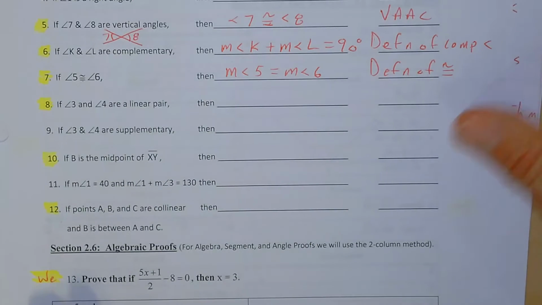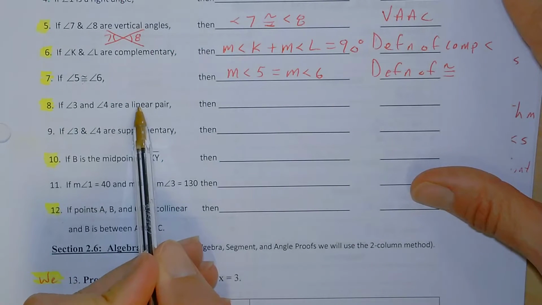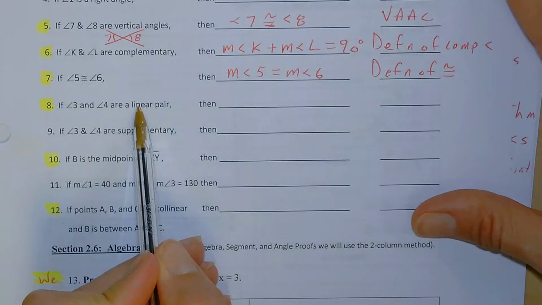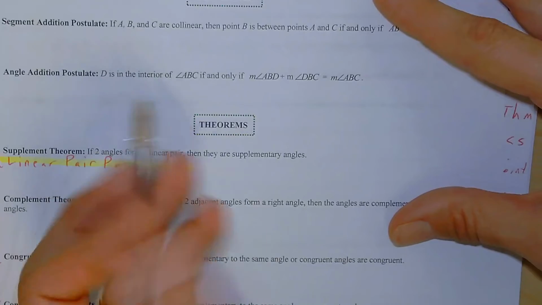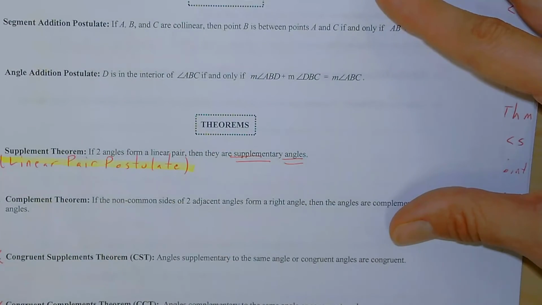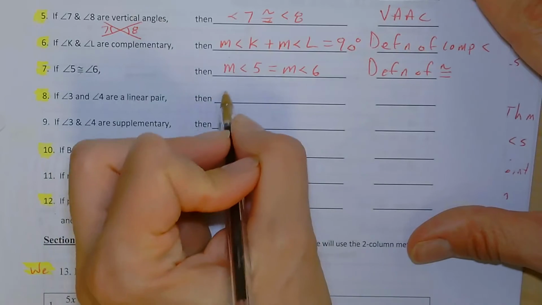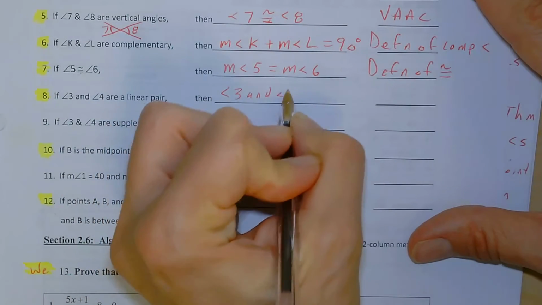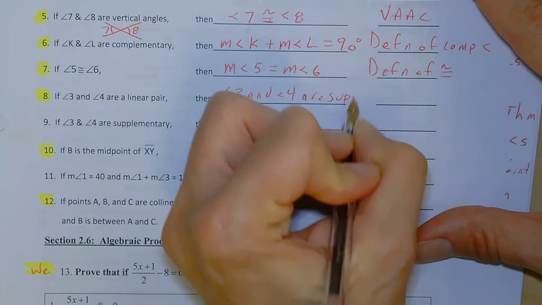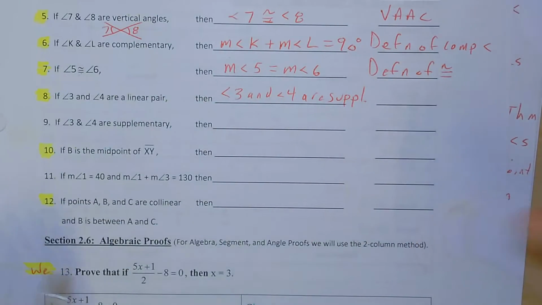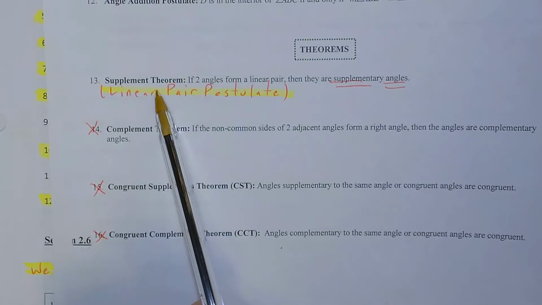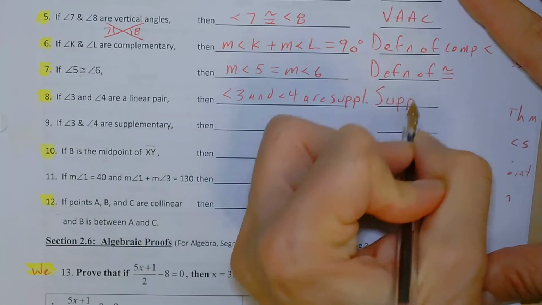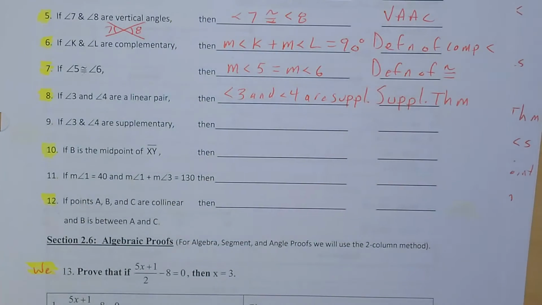Okay, so let's go back to the problem we're doing. We have a linear pair, so what would we be able to conclude? Well, the supplement theorem said they were supplementary. And so since it says they're actually supplementary, that's what I'm going to write. I'm going to say angle 3 and angle 4 are supplementary. And the reason is going to be the reason in bold. So you can either call it the supplement theorem or the linear pair postulate. And you can even put LPP if you want to. So I'm going to use the supplement theorem because that's how our book says it, but you can say the linear pair postulate.